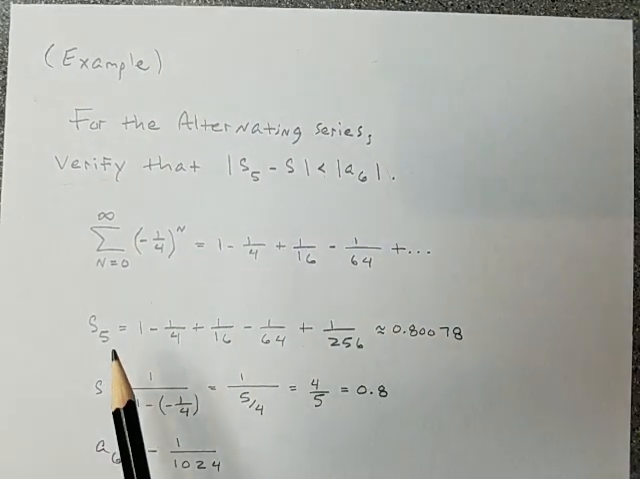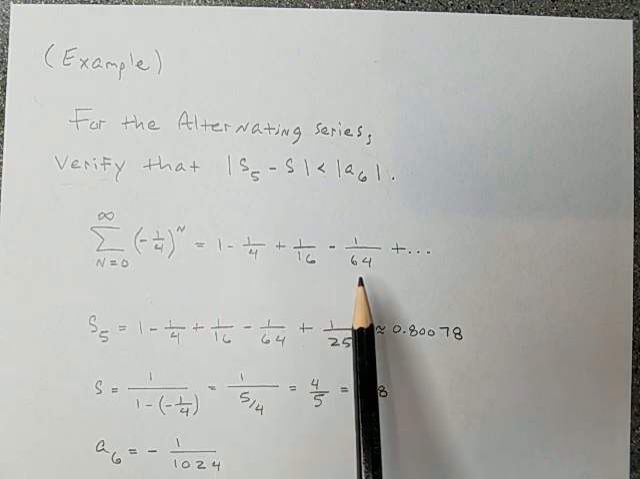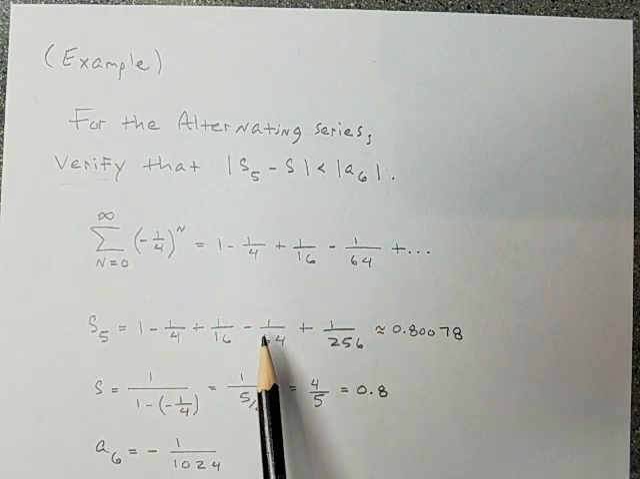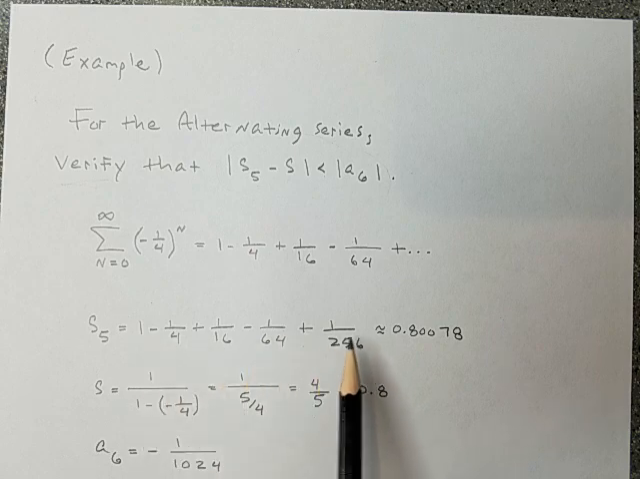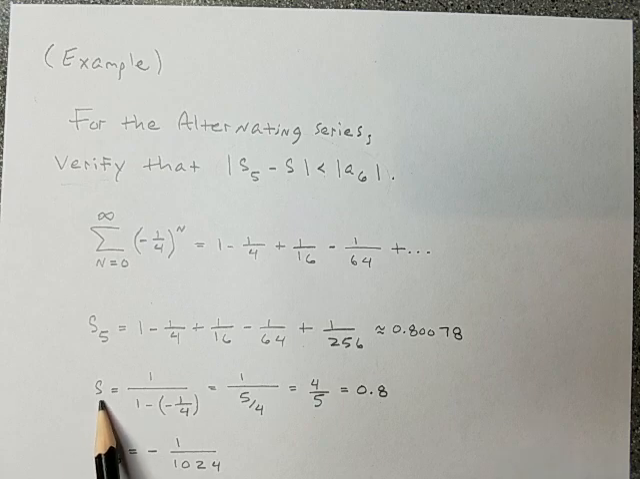The sum of the first 5 terms, S5, is just the sum of the first 5 terms. I took this series, 1, 2, 3, 4, 5. There's the first 5 terms. I combine them. That's the number I got. All right? Now, what's S?